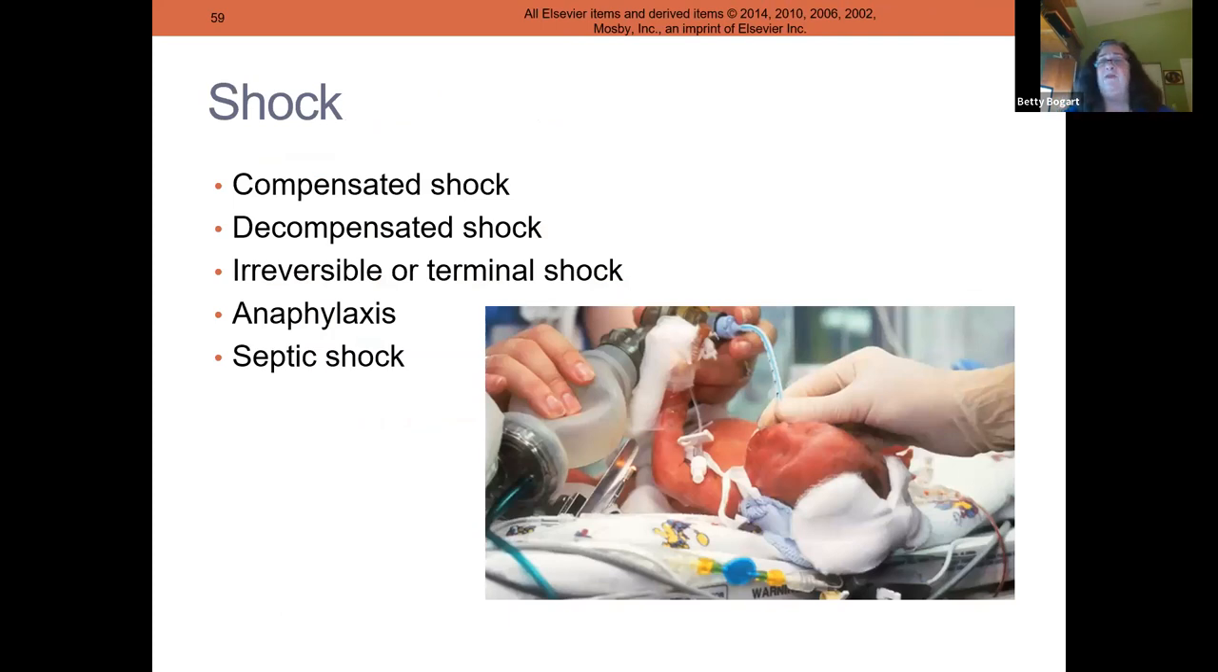Shock, doesn't matter if you're an adult or a child, what do you see? Blood pressure drops, heart rate goes up, capillary refill gets prolonged, urinary output decreases, right? Then you have, of course, altered mentation. You're not going to be as alert because oxygen isn't there. There's all sorts of shocks. In children, the most common is septic shock, infection. Children, I mean, think about it. They don't have the immune system. So an infection is the biggest shock in children.